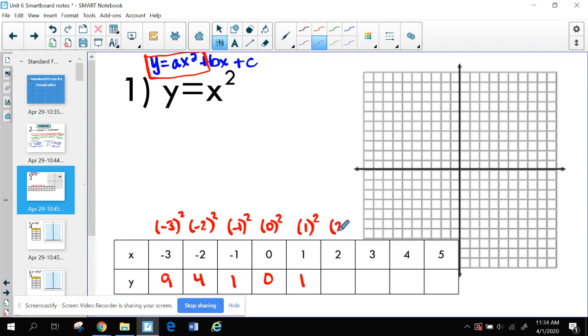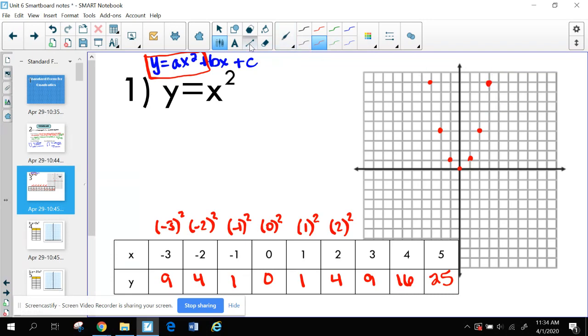And then we start to see our pattern repeat here. 2 squared is also a +4. 3 squared would be +9. 4 squared is +16, and 5 squared is +25. So if I graph this, I'm only going to graph the ones that actually fit. So I'm going to go -3 all the way up to 9. Then I have -2, 4. -1, 1. 0, 0. 1, 1. 2, 4. And 3, 9.